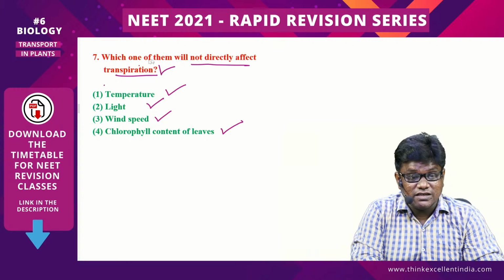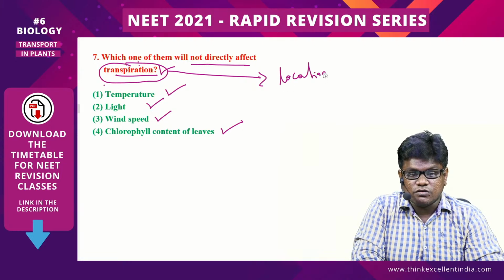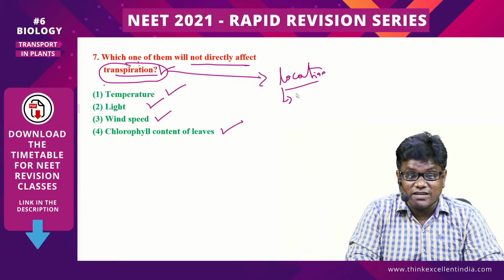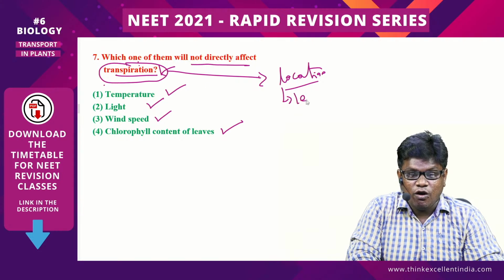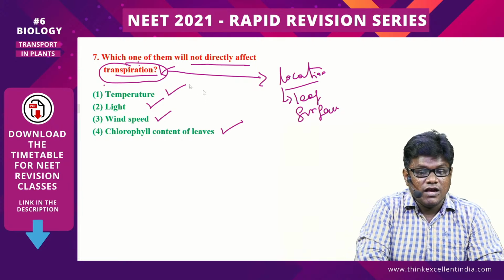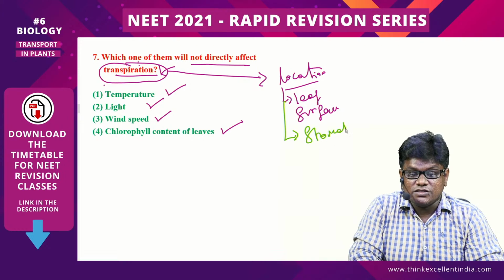In this question, you have to understand what transpiration is, and you have to understand where transpiration takes place. You have to understand where you can see the location: transpiration takes place on the leaf surface. On the leaf surface, where does it happen? Stomatal regions.